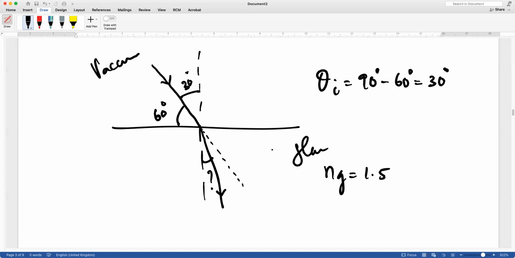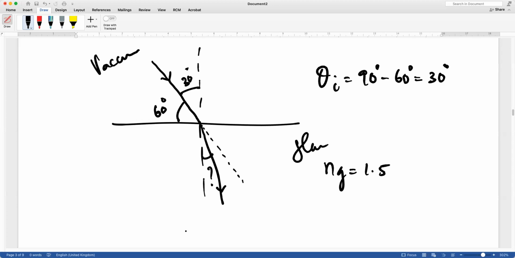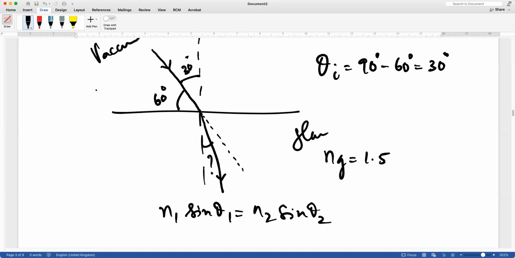Yes. Okay, now you got theta I. Then theta R we need to find, but we know N1 and N2. First write the generic one: N1 sine theta 1 equals N2 sine theta 2. Go with that and then start plugging in what is what. So in this, our N1 is nothing but 1, and N2 is our N glass, which is given as 1.5.